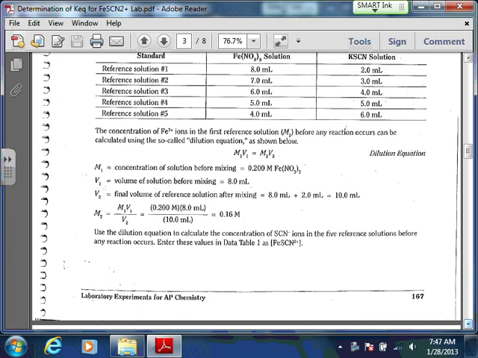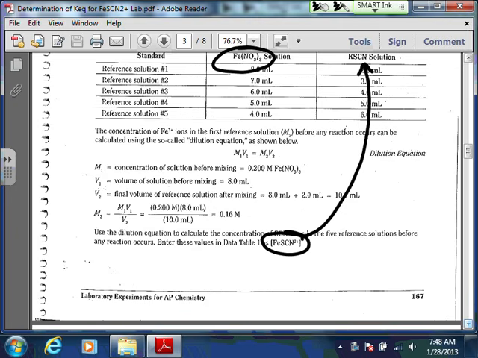Okay, so again, let me emphasize here that the FeSCN2+ concentration is going to be equal to the SCN minus concentration, the initial SCN minus concentration, because we're assuming that we have so much of the iron nitrate that's going to push the equilibrium all the way to the right, and all of this SCN minus ends up getting converted into FeSCN2+. Okay, that's why we're putting it into the data table as FeSCN2+.